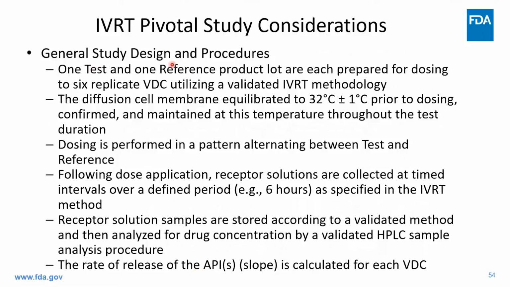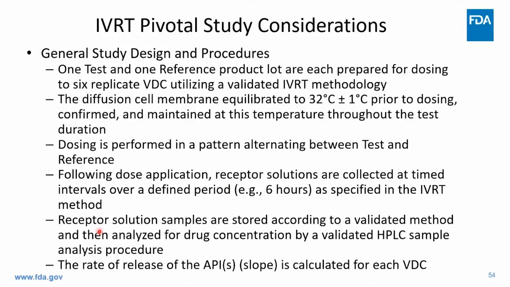In terms of the study design and its procedures, one test and one reference product lot are each prepared for dosing to 6 replicate diffusion cells. I'm talking about vertical diffusion cells typically, using a validated IVRT methodology. The diffusion cell membrane is equilibrated. It's very important that the system is equilibrated first, and then you dose, and that you're able to maintain this temperature throughout the test. The dosing is performed in an alternating pattern, alternating between test and reference products, and then following dose application, receptor solution samples are collected at timed intervals, routinely over 6 hours, however specified in your IVRT method.